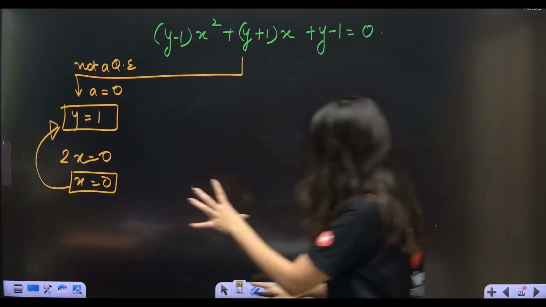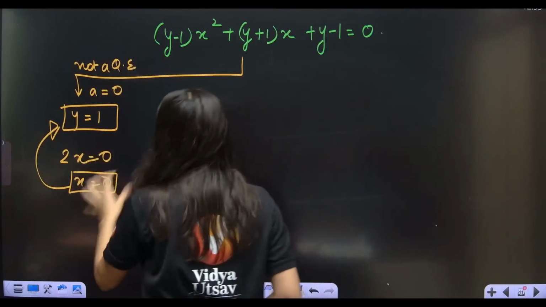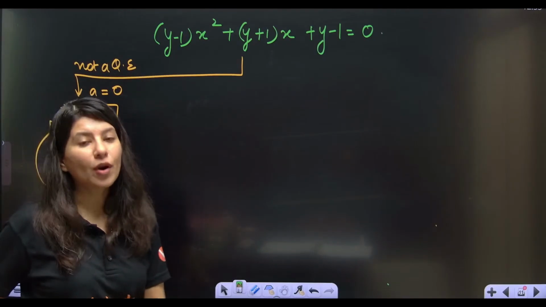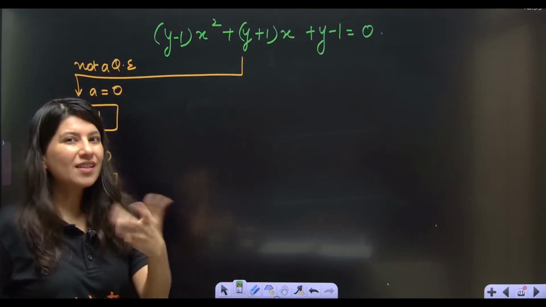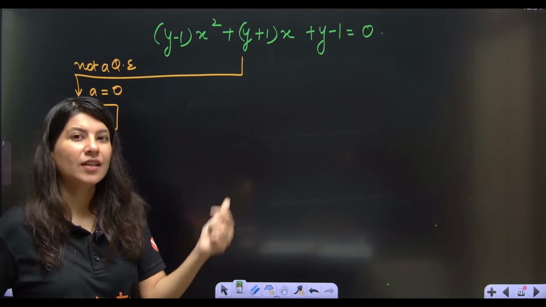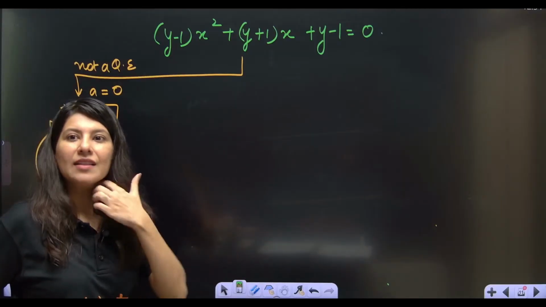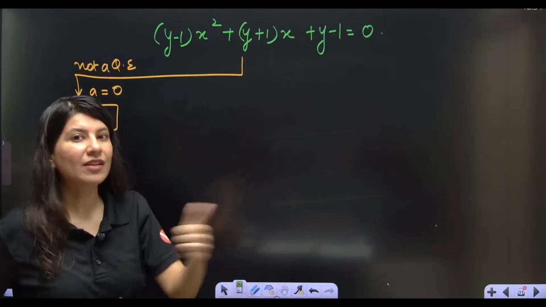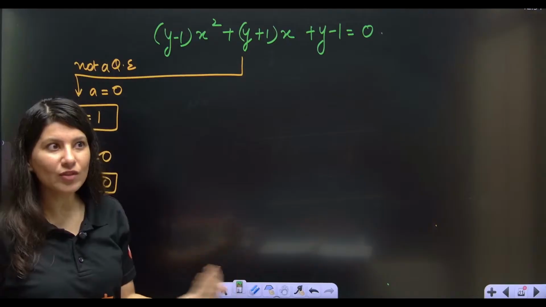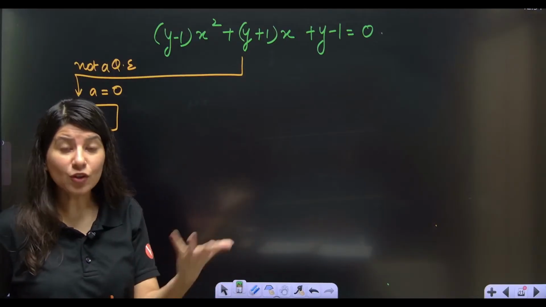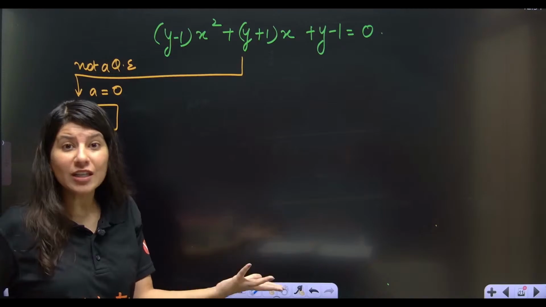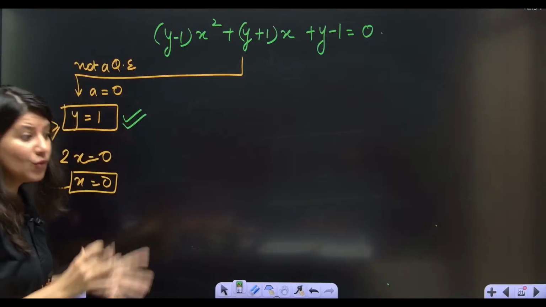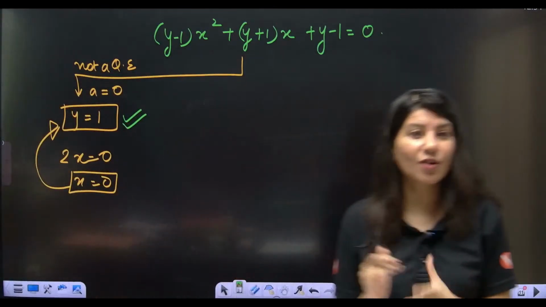So, from here you have to decide whether y is equals to 1 will be in my range or not. What is the criteria of something being in the range of a function? Ma'am, the criteria is that for any permissible value of x, you are getting that y. So, for x is equals to 0, which is a valid input, a valid domain, what are you getting? Y is equals to 1. So, y is equals to 1 will be inside your range. You will keep this in your final answer.